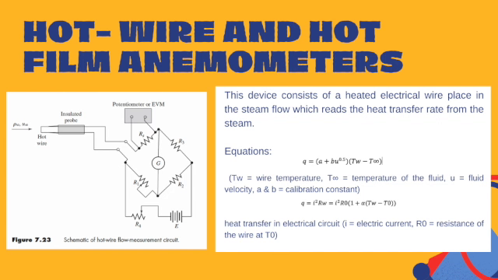Hot wire and hot film anemometers. This device consists of a heated electrical wire placed in the steam flow, which reads the heat transfer rate from the steam. The equations shown are two different equations. The first one will apply to the temperature of a fluid, and the second one will apply to an electric current.